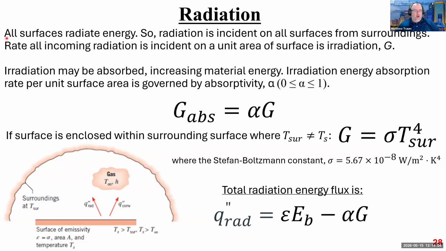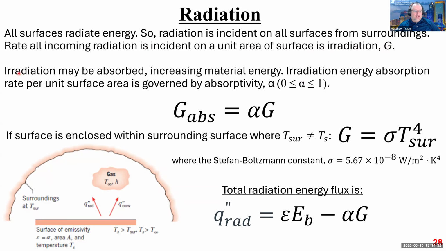So the rate of all incoming radiation incident on a unit area of a surface is called irradiation. Irradiation, which is called G, is the variable used for irradiation. So as I'm sitting here and all of the spaces around me are blasting me with thermal radiation, the irradiation that I'm experiencing is capital G.